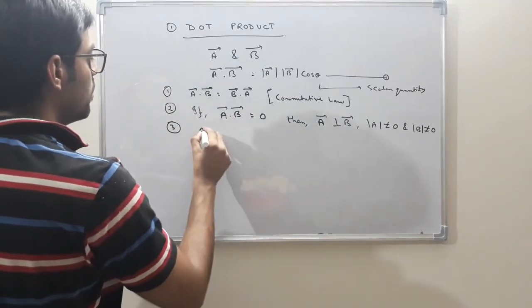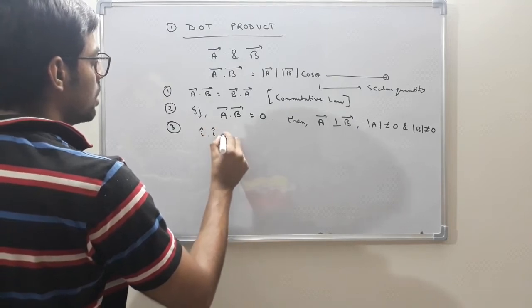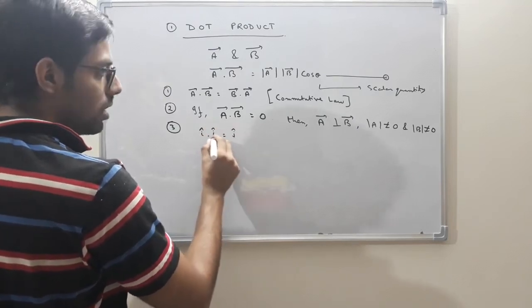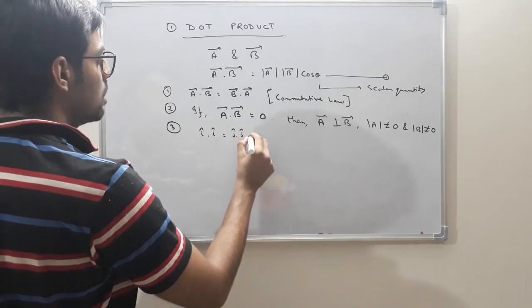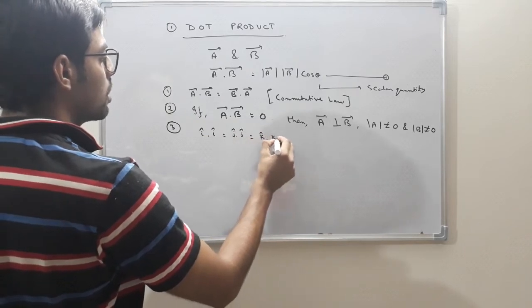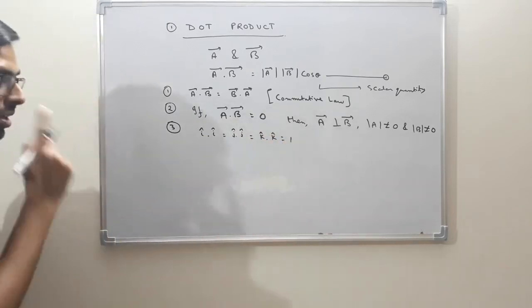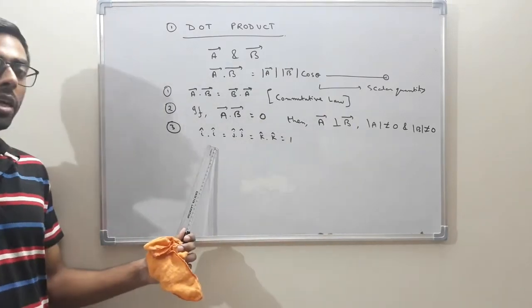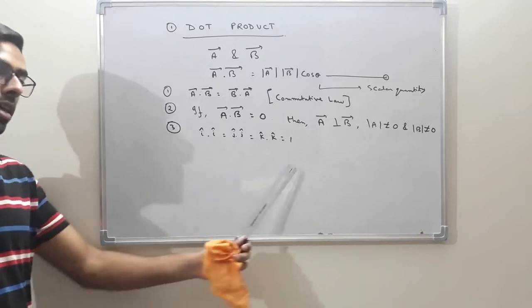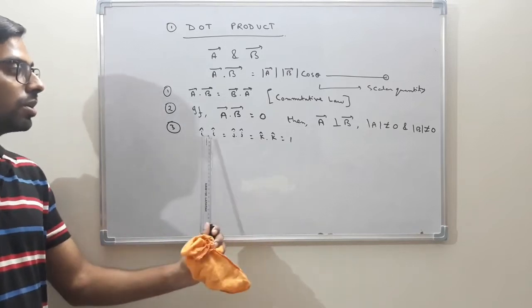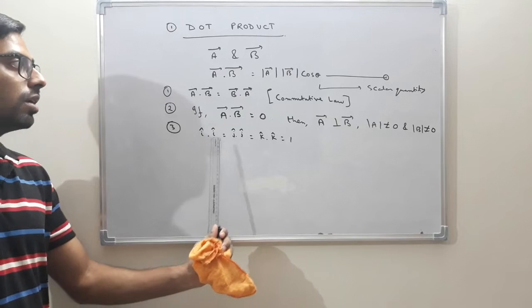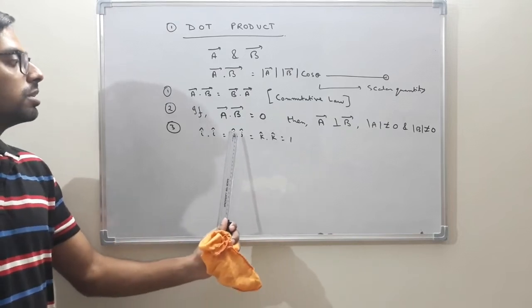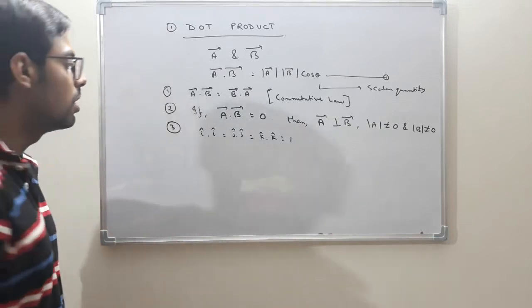we can write i hat dot i hat equal to j hat dot j hat equal to k hat dot k hat equal to 1. So, the dot product of the unit vector in the same direction, i hat into i hat, the unit vector of the x axis, is equal to 1 because the angle between i hat and i hat is 0 and cos 0 equal to 1. Therefore, j hat dot j hat equal to 1, k hat dot k hat equal to 1.